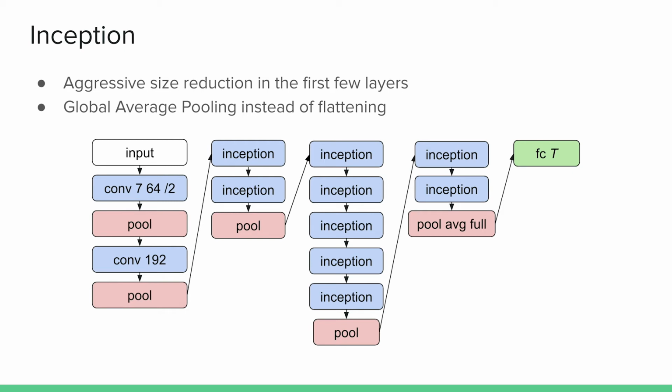The Inception Network is another architecture where we use this Inception module that we've seen before, where we use a kind of aggressive input size reduction in the first few layers, then these Inception modules, and at the end this global average pooling that we've just talked about. Instead of a flattening and fully connected, we just take the global average pooling and then feed it into the fully connected layer to produce the output.